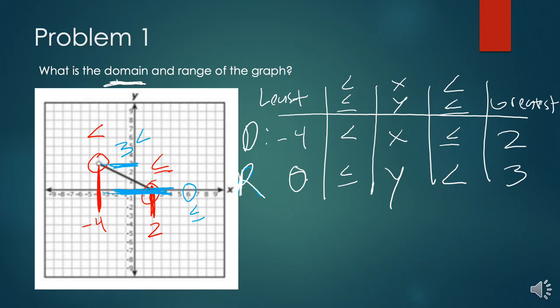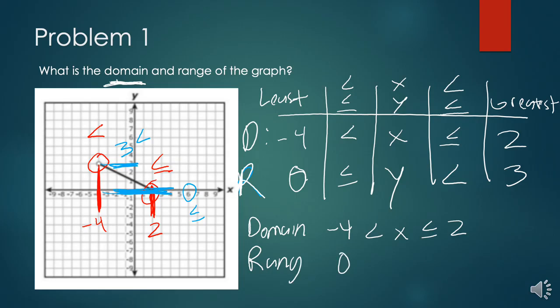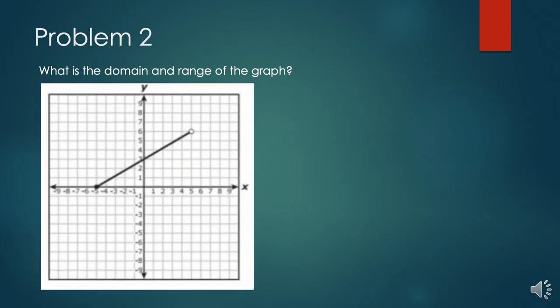So if I wanted to clearly write this, my domain again is -4 less than x less than or equal to 2. So that means my domain is between -4 and 2. My range, 0 is less than or equal to y less than 3. All right, go ahead and hit pause and see if you want to knock this problem out yourself. Again, go ahead and hit pause.